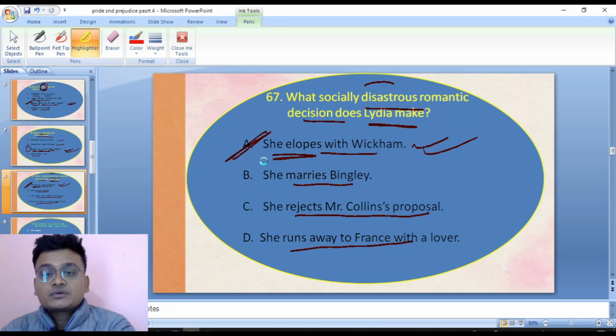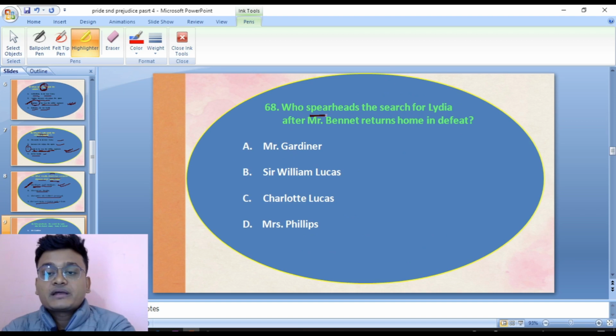Now move to question number 68. Who spearheads the search for Lydia after Mr. Bennet returns home in defeat? When Mr. Bennet went to find Lydia, he did not find her. After that, who led the search? Who was taking the leadership in order to search for Lydia?